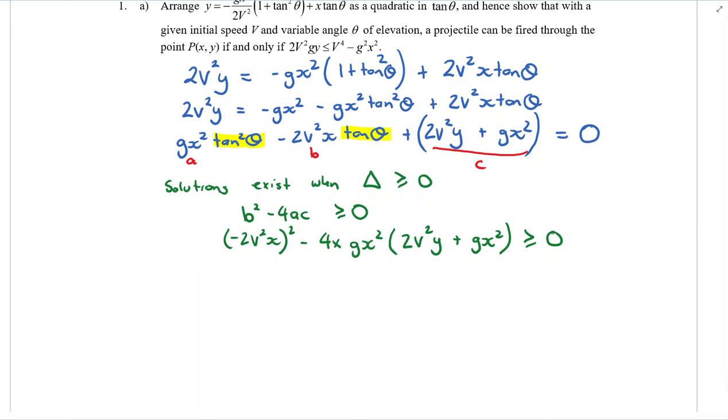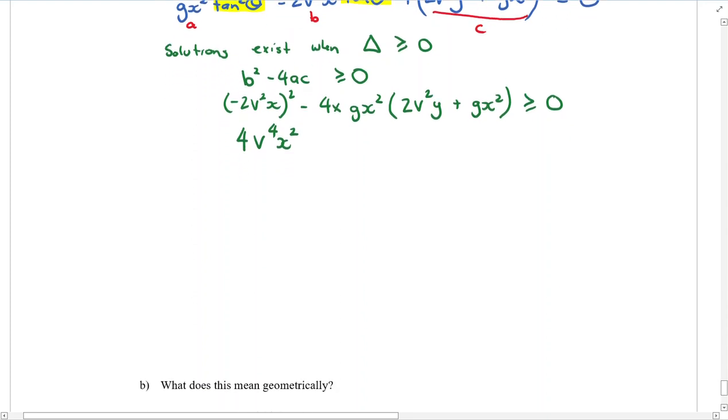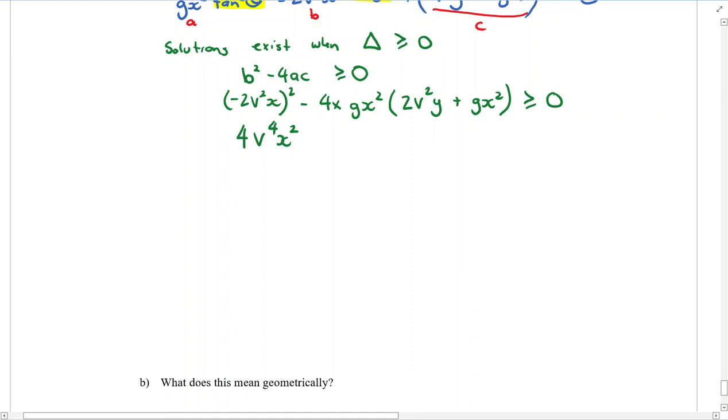Okay, so let's square that bracket. That becomes a 4v to the power of 4 x squared. That's just the bracket. Then I'm going to multiply that 4gx squared into the bracket. That will make a negative 8.